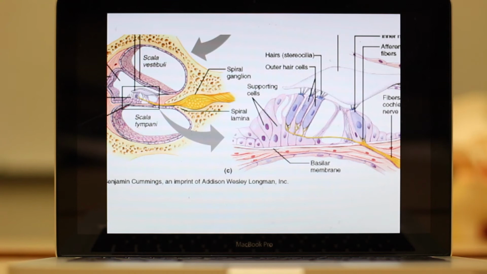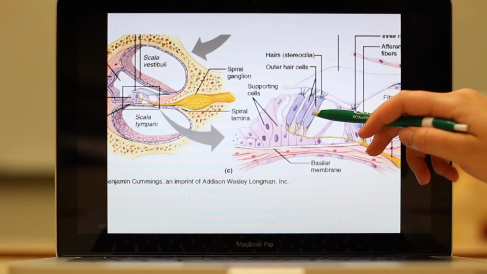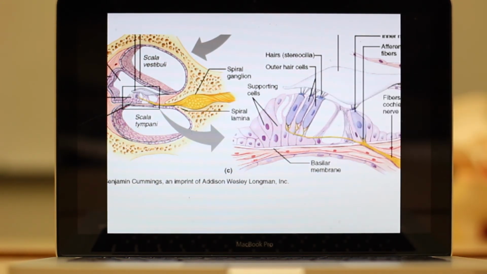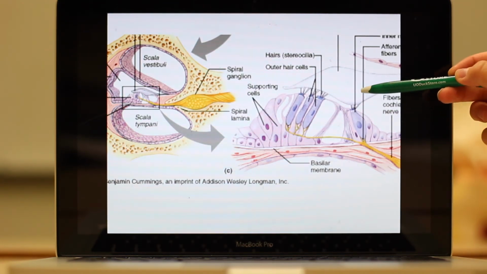The outer hair cells are responsible for enhancing the frequency. The outer hair cells also help the inner hair cells receive sound by making themselves shorter, so the inner hair cells can make contact with the tectorial membrane.